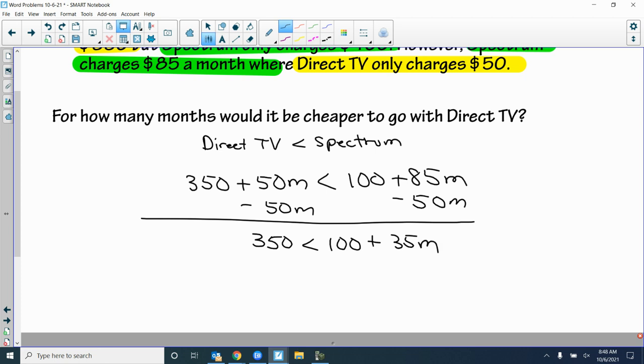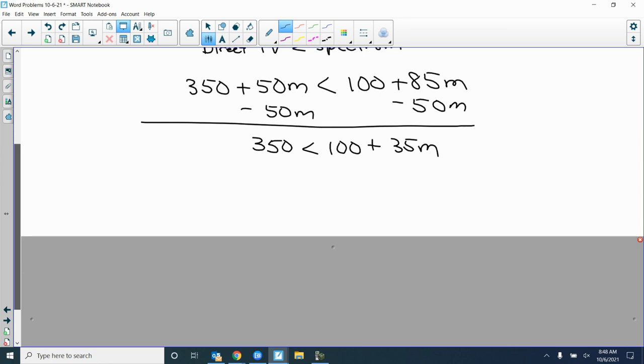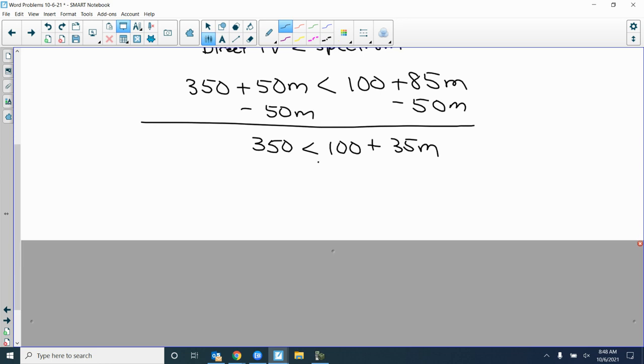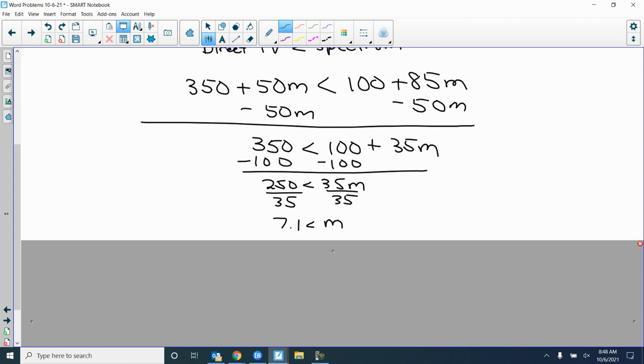Mason? I'll subtract 100 on the side. Okay, so let's subtract 100. And I get 250 is less than 35M. Now go ahead and divide by 35. Okay, I don't know if it comes out nice. What'd you get? 7.1. So 7.1 is less than M.